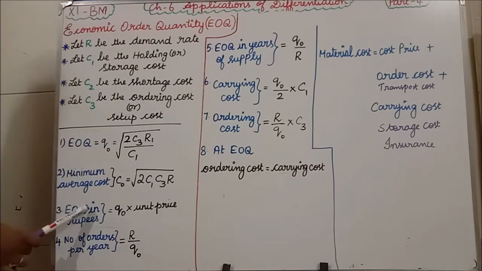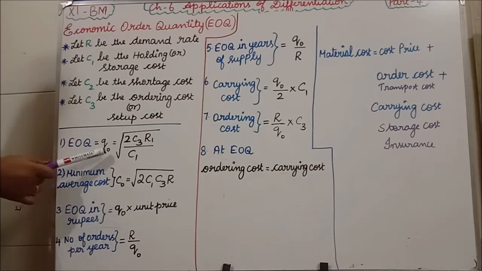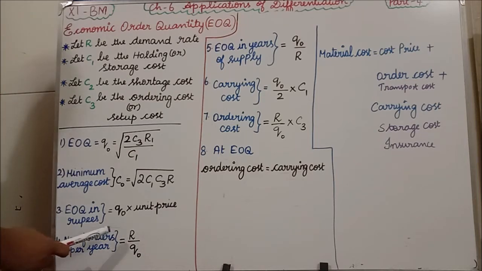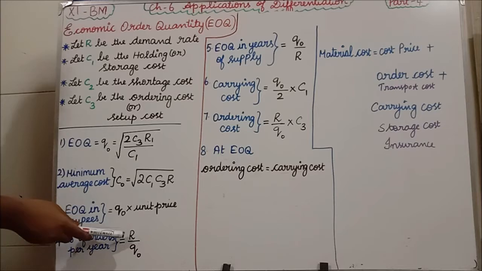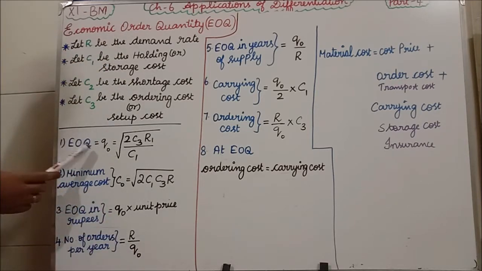Now, economic order quantity in rupees. If you want to calculate the answer in rupees, it is Q0 into unit price. Q0 is nothing but the EOQ answer, and if you multiply it by the unit price, you will get the value in rupees. Number of orders per year. How many orders do I have to make for 1 year? We calculate that as R, which is nothing but demand, divided by the EOQ, because EOQ is Q0.